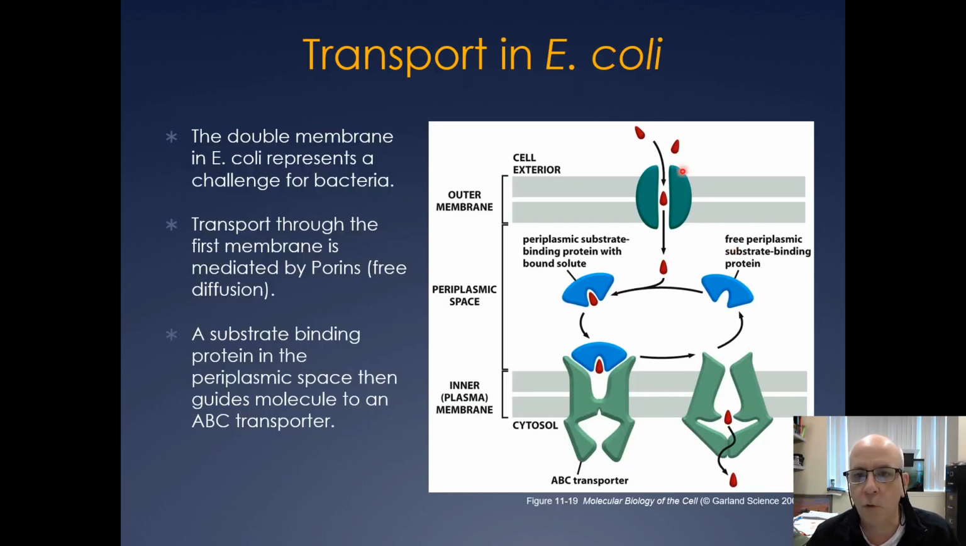And here's how it works. Once again, small molecules can freely diffuse through the porins, and then they have a substrate binding protein in the periplasmic space that will catch the molecule and bring it to an ABC transporter, and then using ATP binding and hydrolysis, it changes conformation and releases it to the inside of the cell.